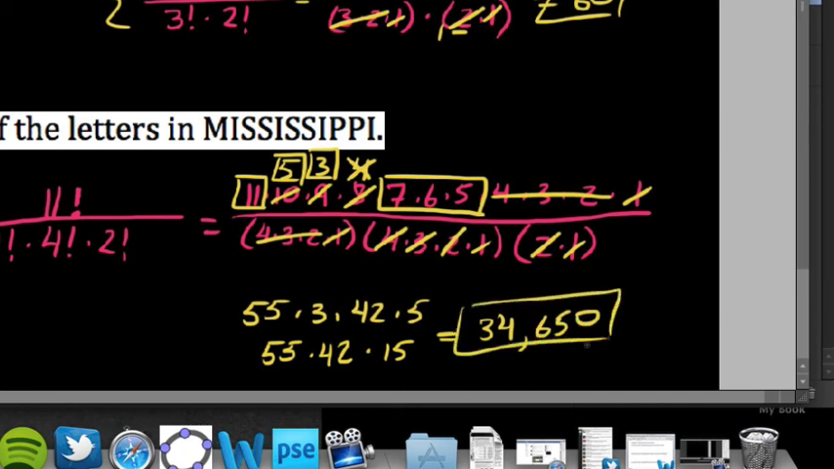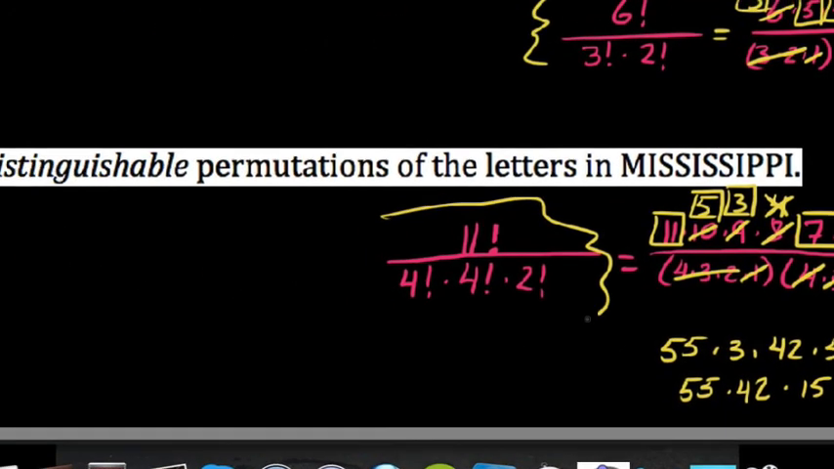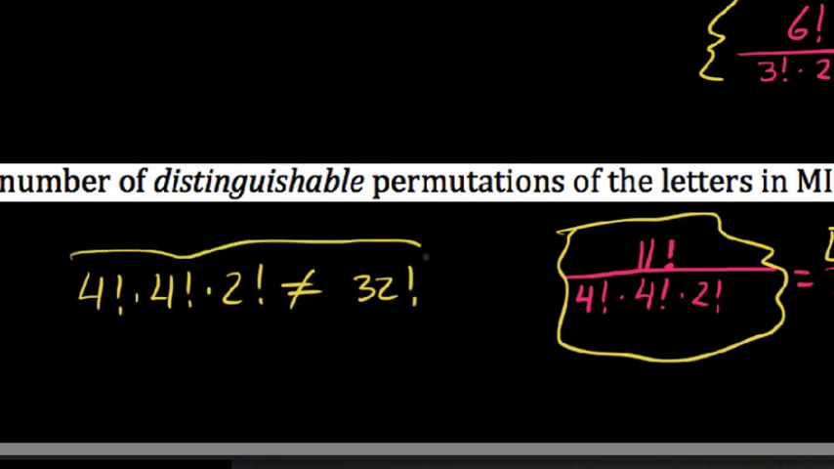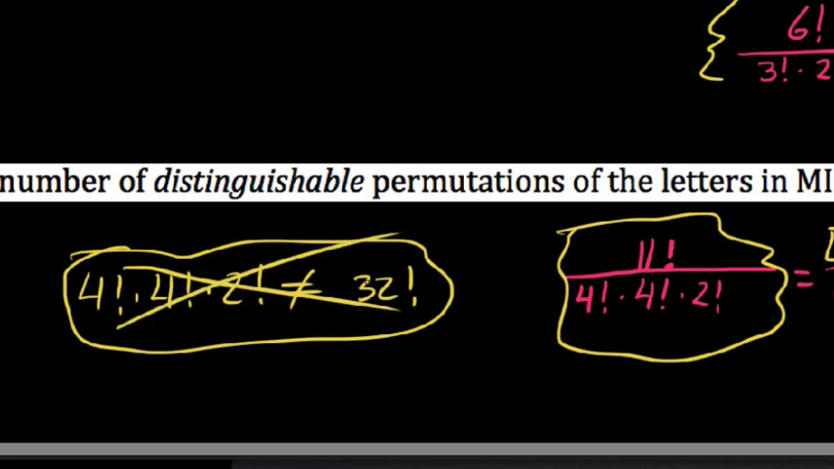Now I do want to point one more thing out before we go. Don't depart, just to show you this. We say 11 factorial over 4 factorial, 4 factorial, 2 factorial. A couple things. First of all, 4 factorial times 4 factorial times 2 factorial. This is like a huge sin. Don't do this. We say 4 times 4 is 16 times 2 is 32. 32 factorial. This is so not true. Don't do this to yourself. It's embarrassing. You'll be sitting by yourself at lunch if people see you do this, okay?